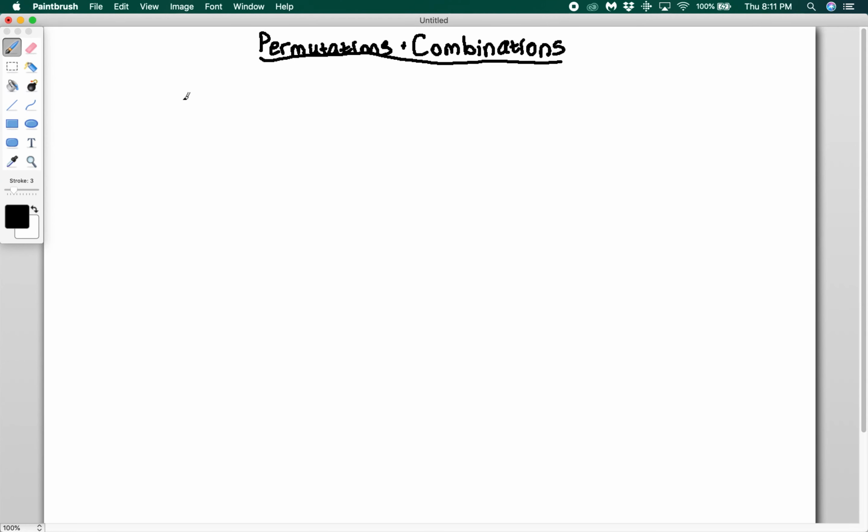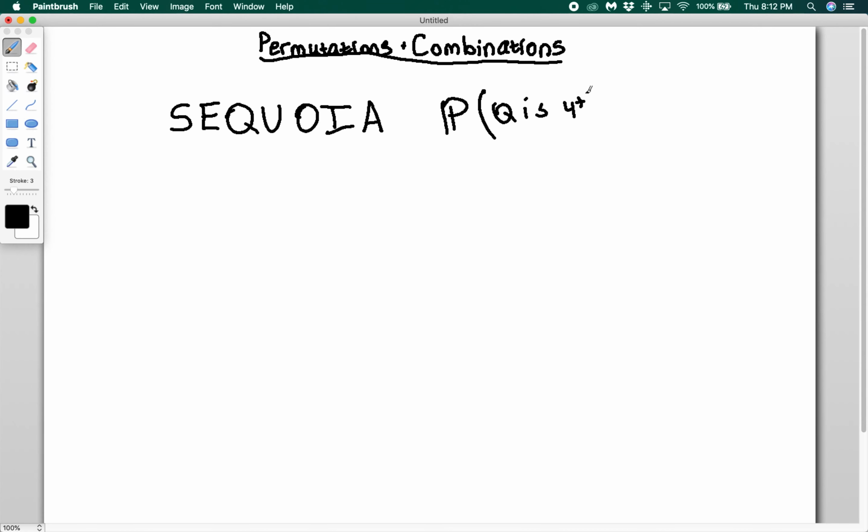Let's say now I want to take a permutation at random from the letters that make up the word sequoia, S-E-Q-U-O-I-A. It is going to be a permutation of all the letters, all 7. And what we're going to ask is, what's the probability that Q is the 4th letter in our permutation that we take at random, and it ends in a vowel.